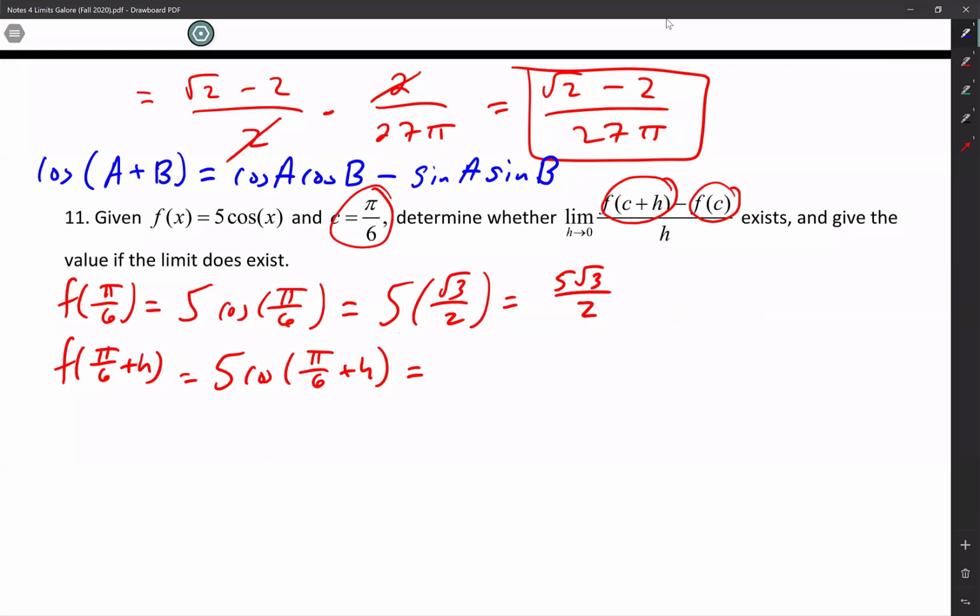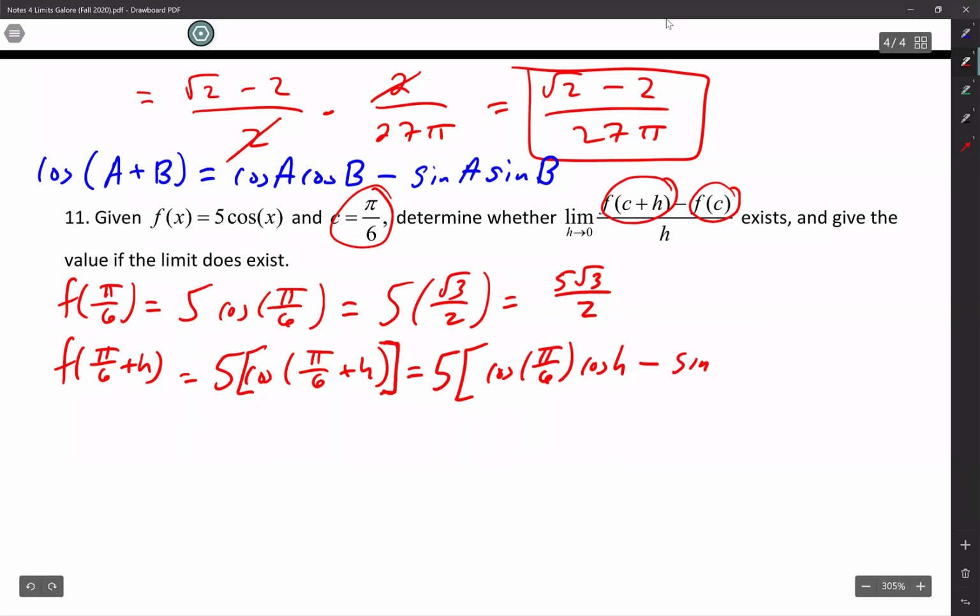So now that we know that that's what it means, I'm going to come back here and expand what is in brackets there. So here's that 5, and here I am expanding what's in brackets. Cosine pi over 6 cosine h, minus sine pi over 6 sine h. I'm going to distribute the 5. Notice I'm just putting an equal sign, so that means I'm continuing this one.